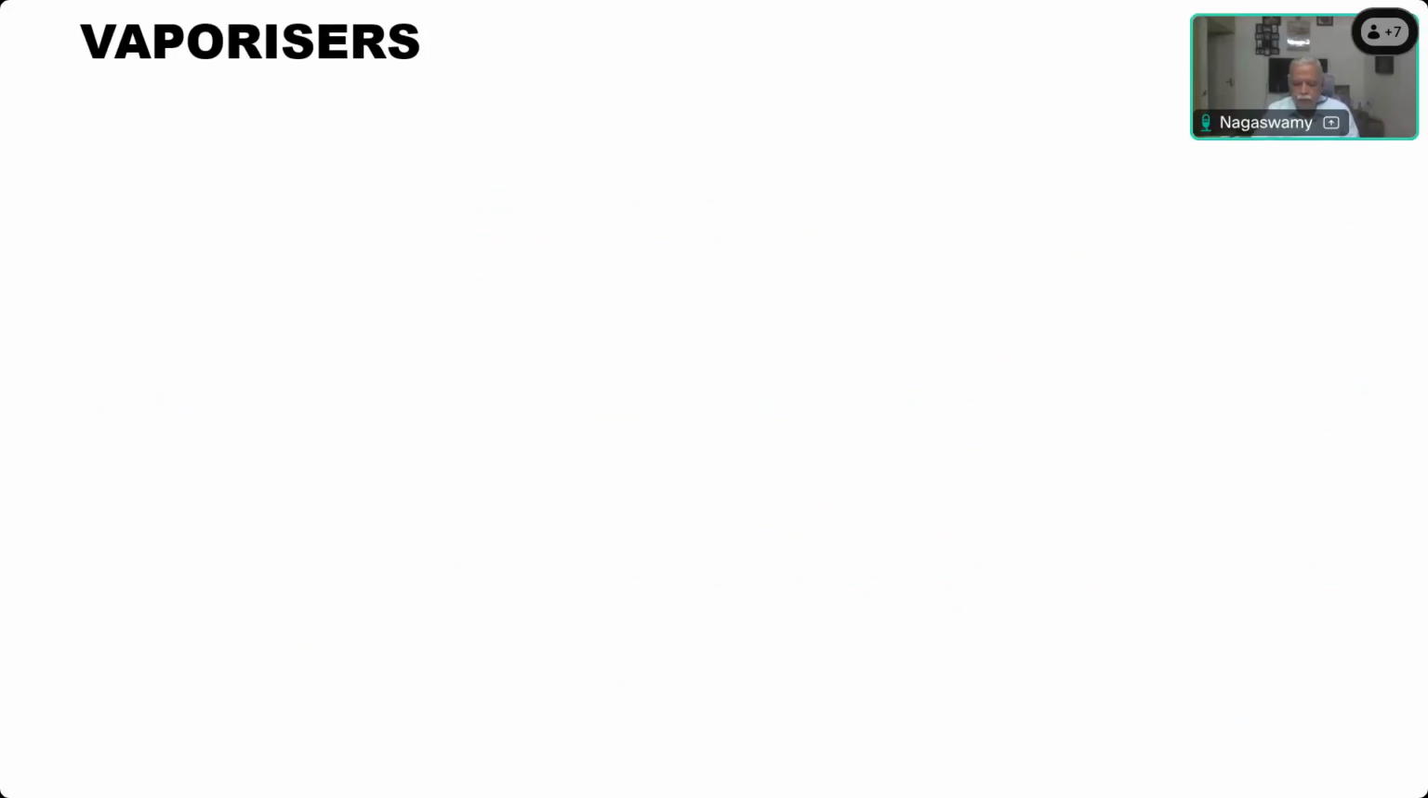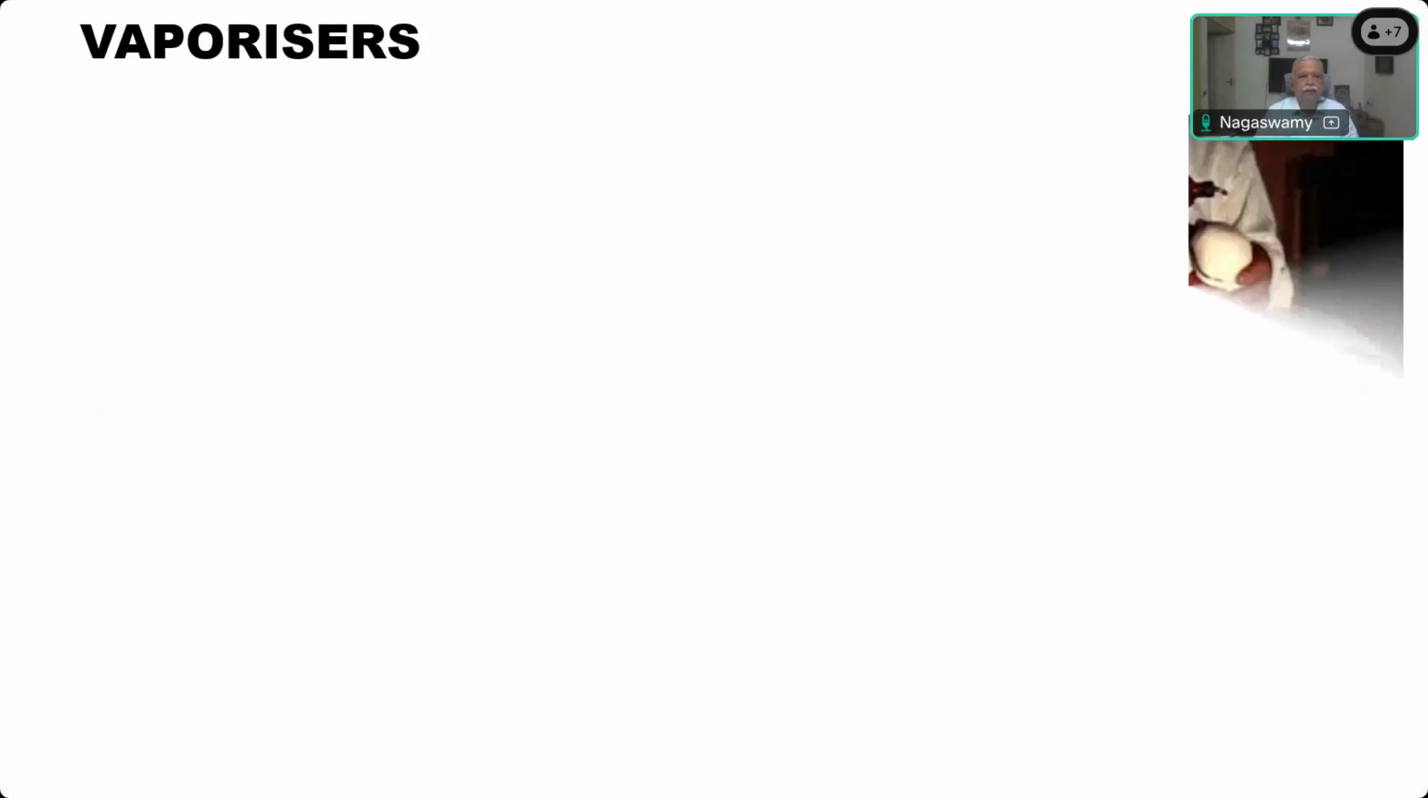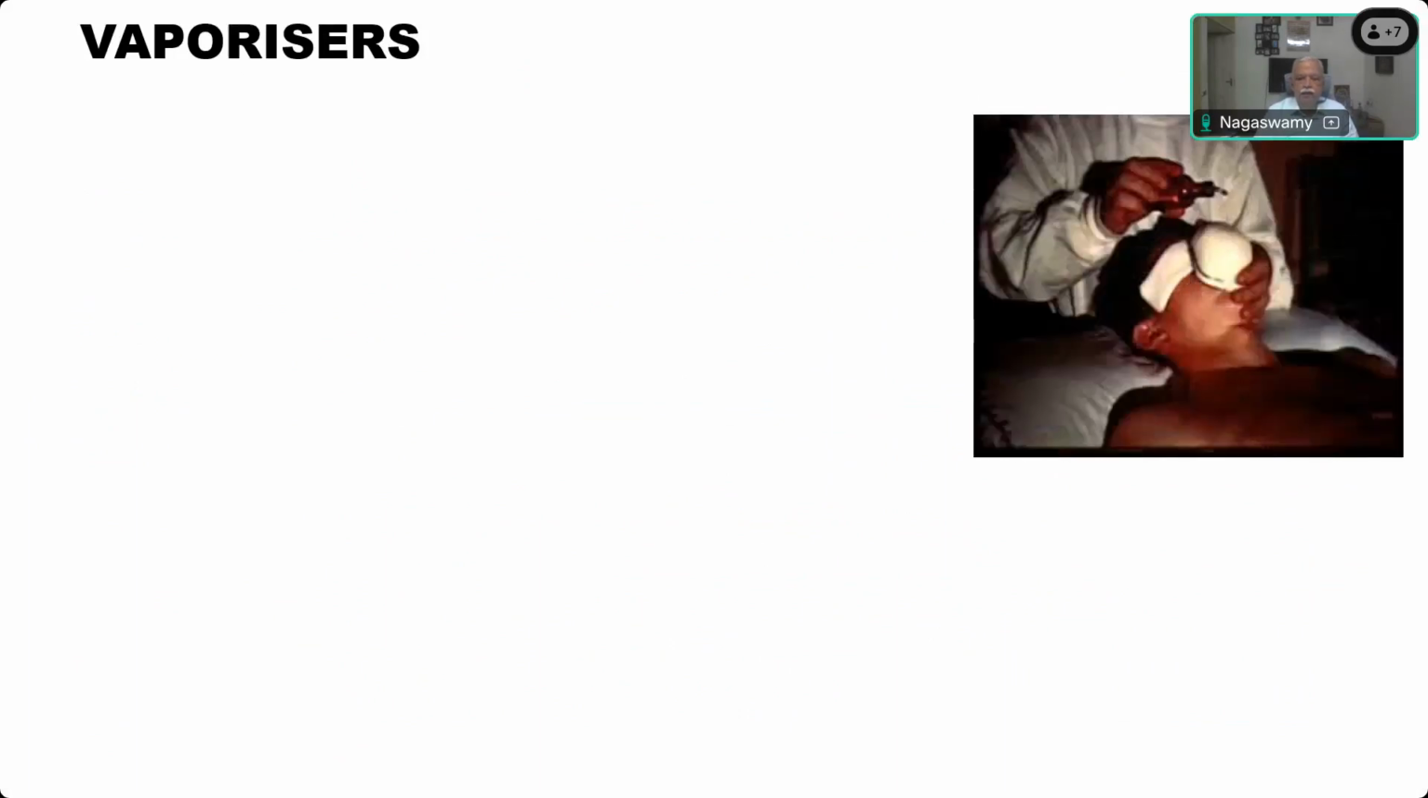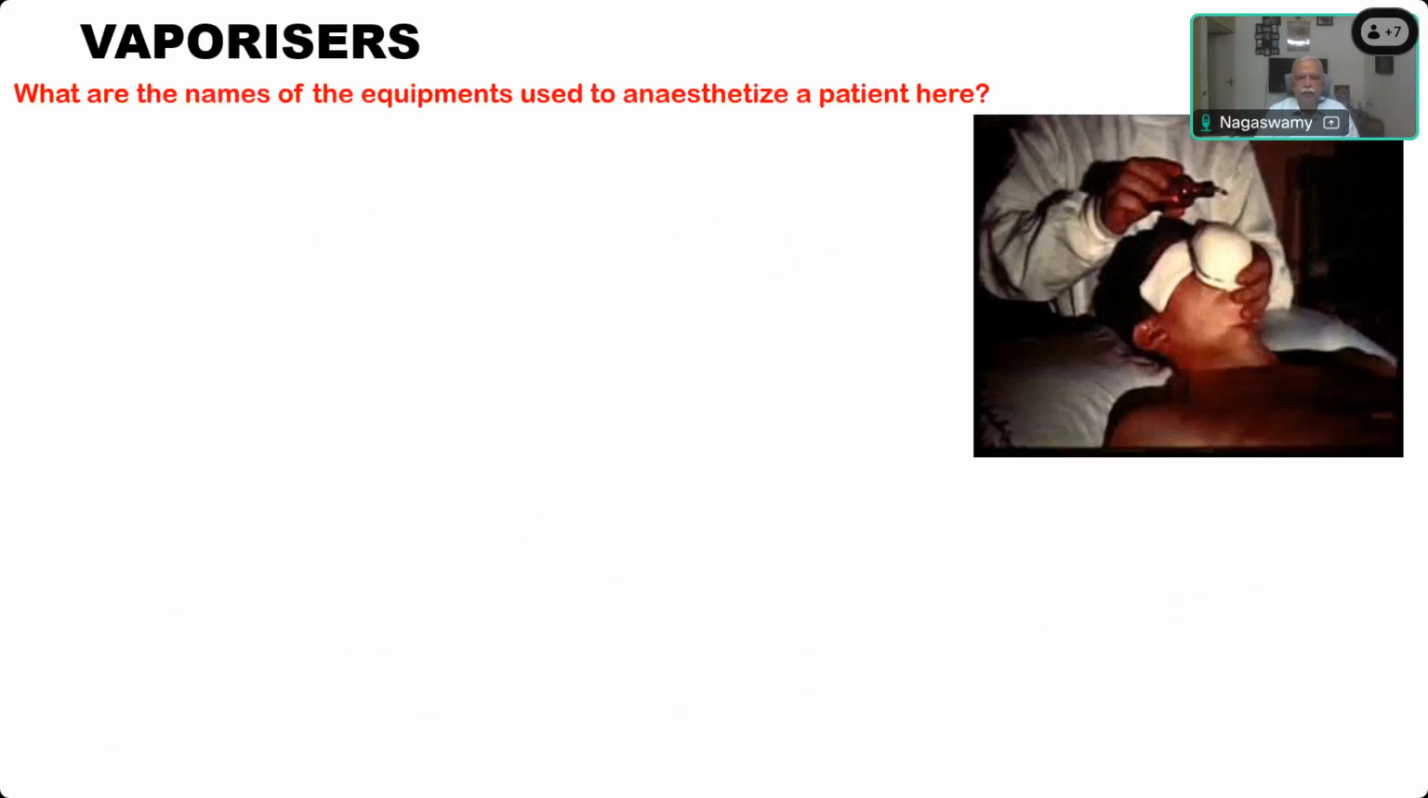So we are going to see the vaporizers. And then starting with some historical interest. So you are seeing a picture where somebody is being anesthetized in the early 19th century. So what are the names of the equipments used to anesthetize a patient here? Schimmelbusch mask, sir.